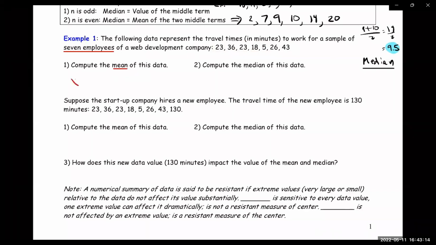So remember the mean is X bar, and it's the sum of all the data values. That means you have to add them all up and divide by how many there are, which is 7. So 23 plus 36 plus 23 again, plus 18 plus 5 plus 26 plus 43 divided by the number of data values, 7. That's going to be the answer, whatever you get. So I'm going to get my calculator and find out what that is.